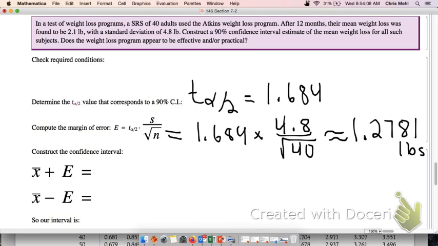Okay, and then technically the units there are going to be pounds. The units on your error are always the same as the units on your sample statistic. Since the units on the mean here are pounds, the units on the error would also be pounds.